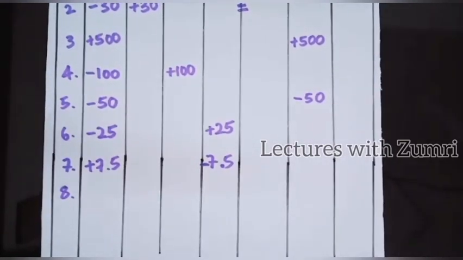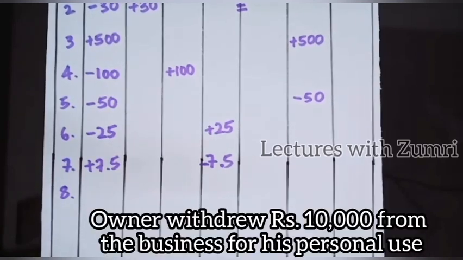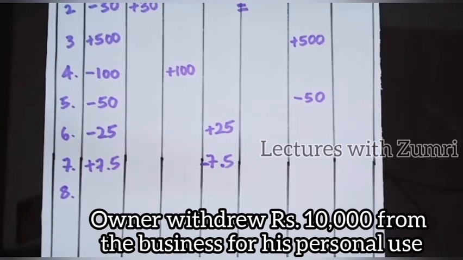Okay, now let's consider transaction number 8, which is the last one here. It says owner withdrew 10,000 from the business for his personal use, right? Owner is the person who invests money in the business, who brings resources to the business. So anytime he can take or withdraw the resources he has invested in the business. So we should know how to account for it, or we should know the impacts of owner's drawings here, right?